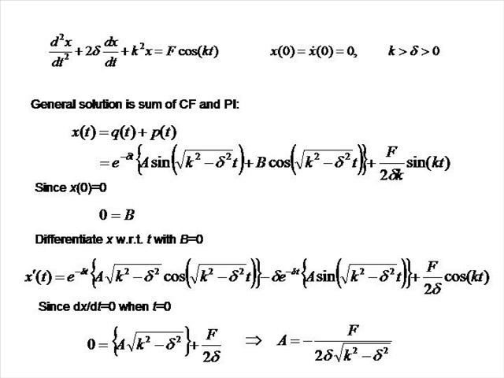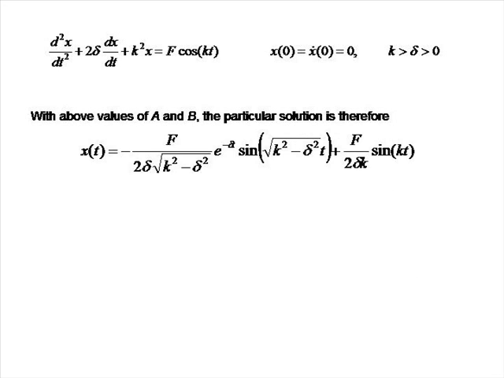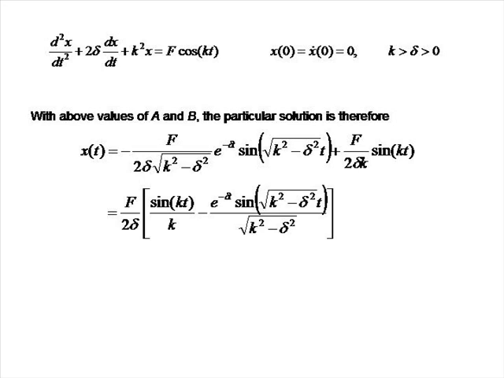So we've now found a and b, which we can substitute into our general solution to get our particular solution. And if we rearrange this particular solution by pulling out a common factor of f over 2 times delta, we get our particular solution f over 2 delta times the terms in square brackets as shown here. And this was in fact the solution we had to obtain.